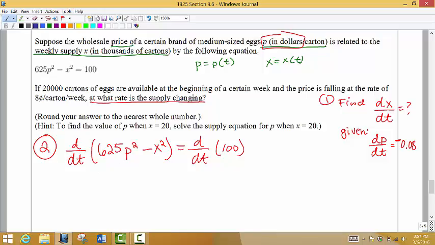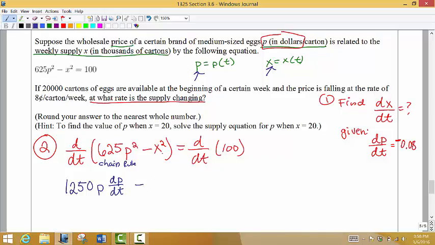Here, remember, we're thinking about P and x as dependent variables, functions of time. So here we're going to use the chain rule. So I'm going to do 2 times 625, that gives 1250. Write down the inside function as is, and then multiply that by the derivative of that inside function. Since we don't know exactly what P is, we're going to call that dP/dt.